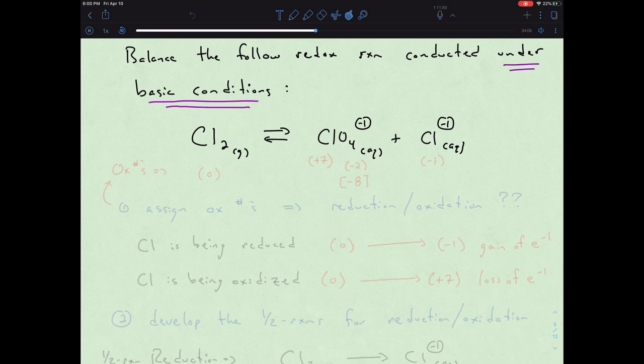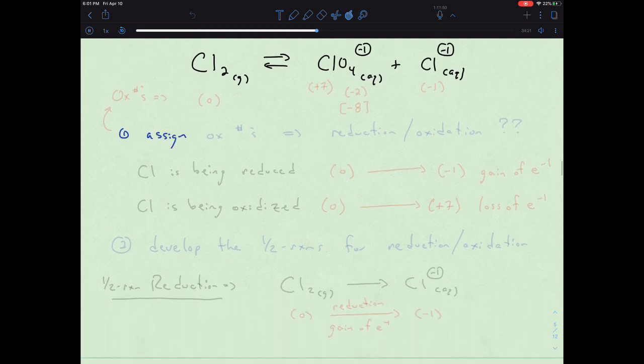So our first step in looking at our redox reaction is to assign oxidation numbers. Again, we want to assign oxidation numbers so that we can figure out what is the reduction, what is the oxidation as far as the elements are concerned. So if we go up to the top here, we're going to now assign each one of these.